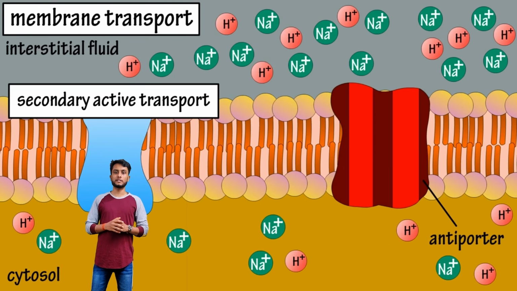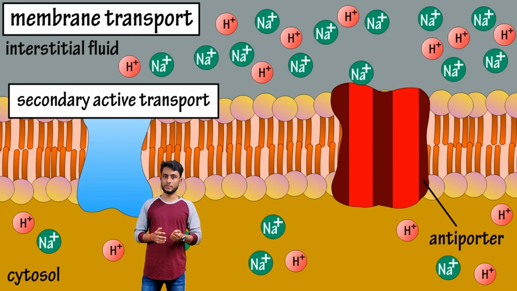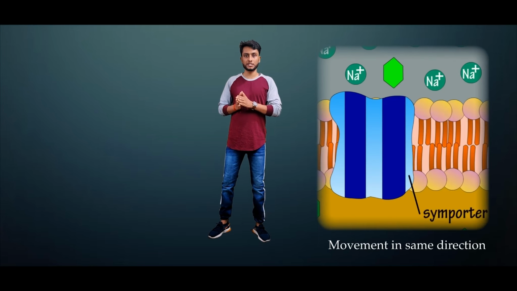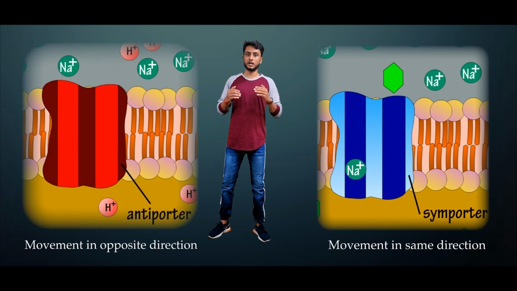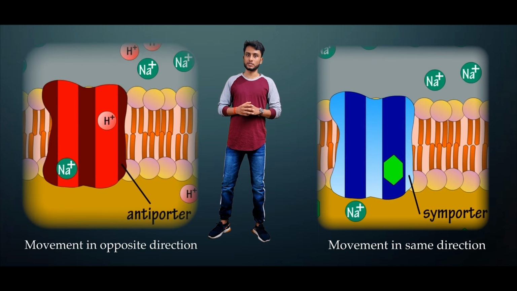Now look at the antiport system. Here sodium and hydrogen concentration are higher outside the cell and lower inside the cell. So here this is an antiport protein. It allows the movement of sodium ions from higher concentration to lower concentration, which allows the movement of hydrogen ions against their concentration gradient. Always remember that movement in the same direction is the symport system and in the opposite direction is the antiport system. Now coming to vesicular transport.